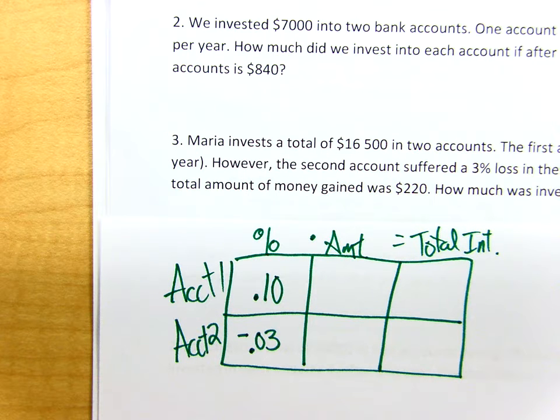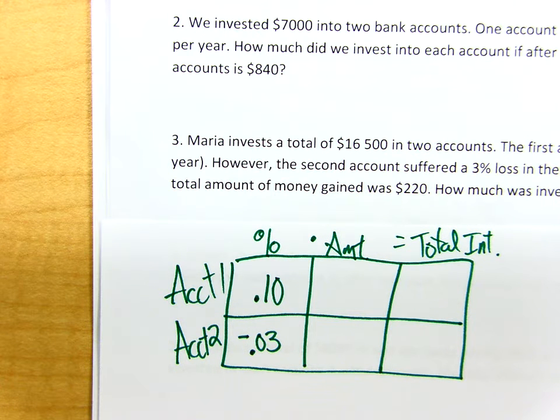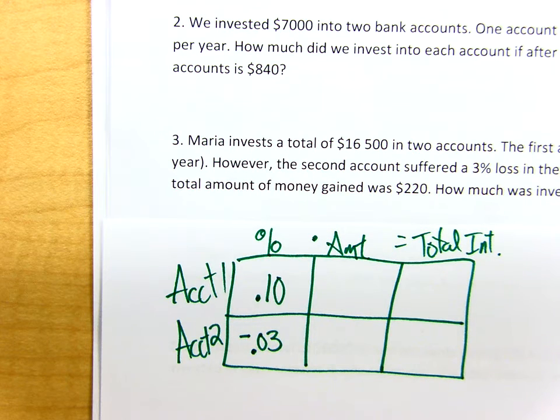Make sure that you have 3% as 0.03, not 0.3, because 0.3 is actually what percent? 30, and that's not what you mean. So be careful with that. 3% is 0.03. 30% would be 0.3, and that's not what you mean.